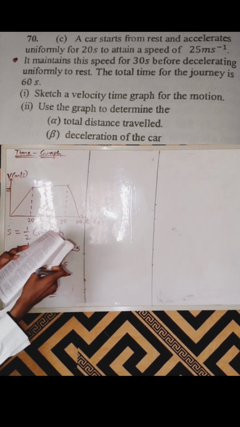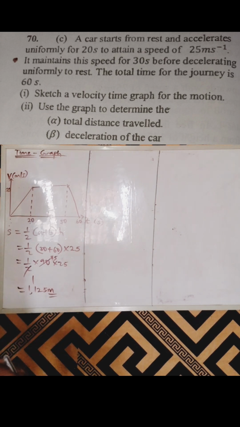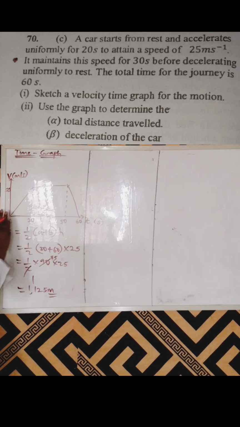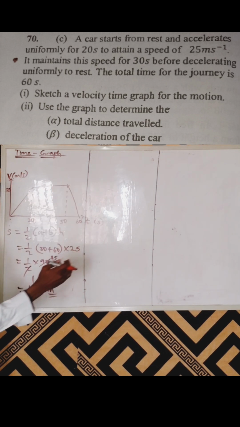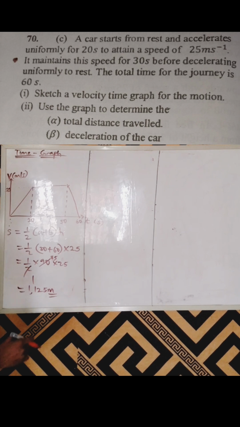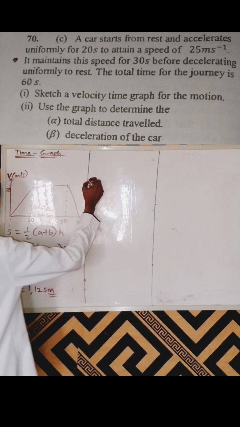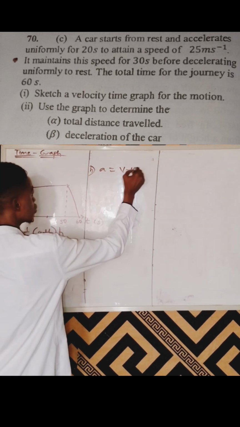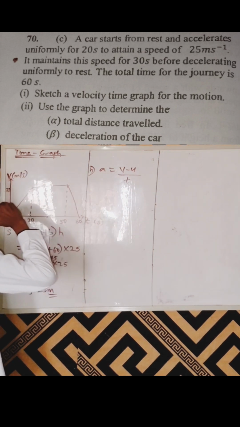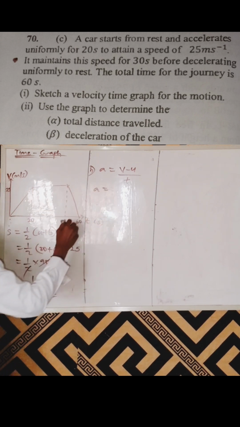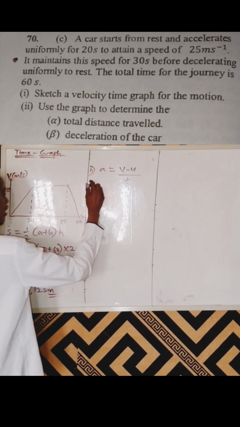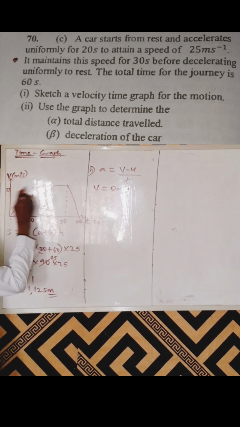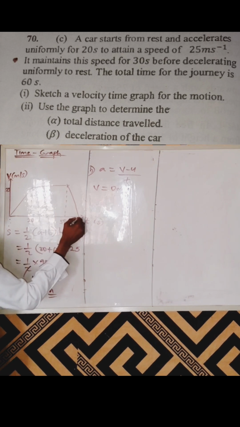What's the next question? They say we should calculate the deceleration of the car. I tell you that anytime you are asked to find the deceleration, you look towards the ending. Anytime you are asked to find acceleration, you look towards the beginning, because it accelerates here and it decelerates here. You understand? So now for B, we have to find the deceleration. A is equal to V minus U over T. Let me simplify the data here. V on this side is 0, because it was initially at 25 and it came to rest to become 0.